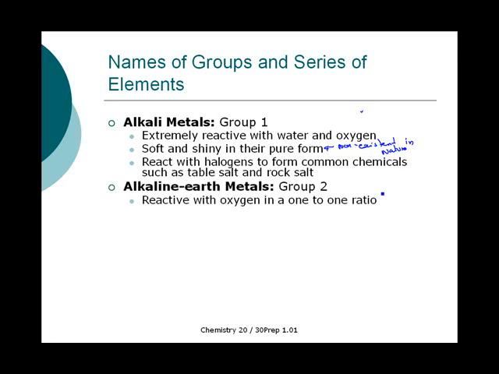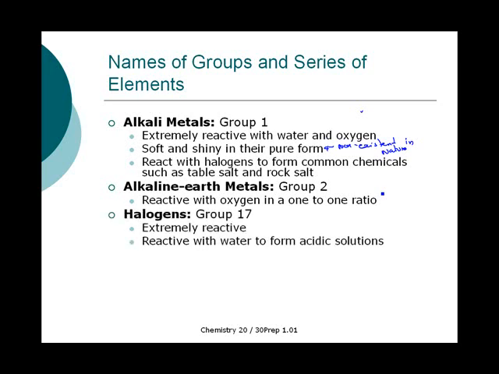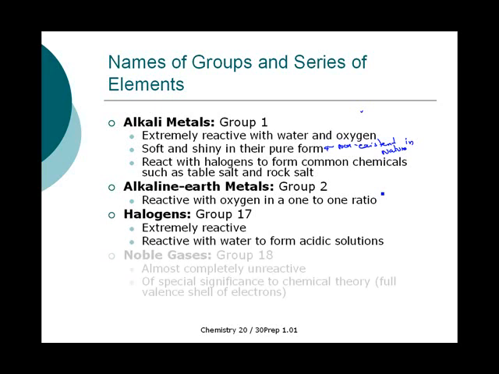The alkaline earth metals are also a very reactive group. Very rarely are they ever found in their pure form. They're usually in compounds, especially reactive with oxygen. So there's lots of oxygen around, so if they're exposed to the open air, they're going to be reacting with oxygen. And they react in a 1-to-1 ratio, or 1 atom of a group 2 metal reacts with 1 atom of oxygen at a time, or equally. The halogens, the group 17s, are extremely reactive, and they react with water to form acidic solutions.